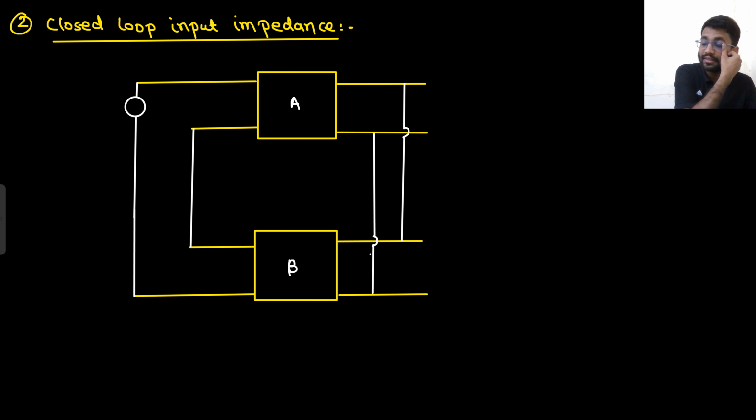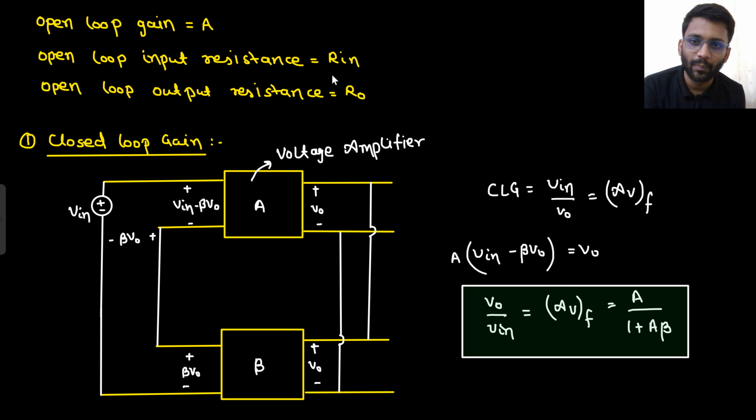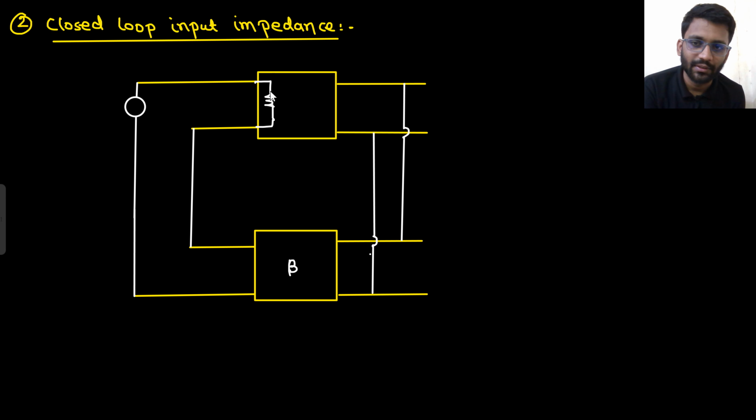Let's find the other expression, that is closed loop input impedance. Now you need to find closed loop input impedance, so basically you are going to need the input impedance. So now you will show it here. What is your input impedance? This is your open loop input impedance, that is equal to Rin. The gain is A only here, right?